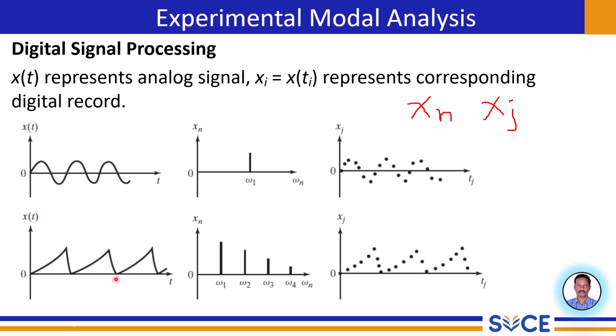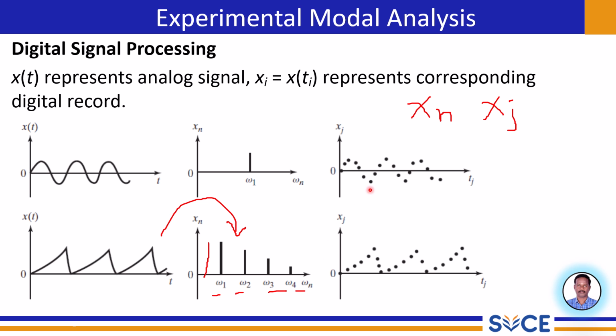The corresponding digital record in the frequency domain shows multiple spectral lines at different frequencies like omega 1, omega 2, omega 3, omega 4, and so on up to omega n. The height of each line represents the amplitude of that particular frequency component in the digital signal. This illustrates how a complex vibration signal is composed of multiple sinusoidal components at different frequencies.